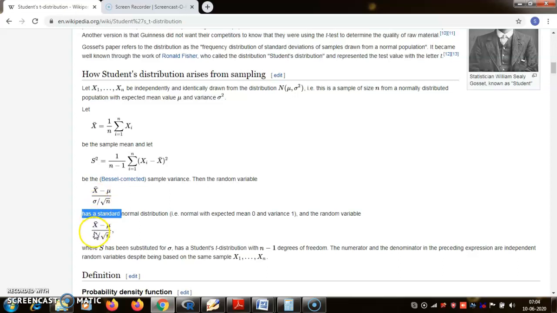So when sigma is known, this ratio is standard normal. But when sigma is not known, we replace sigma by an estimator, the sample standard deviation. Only here, instead of 1 by n, I am taking n minus 1 in the denominator. So if you replace sigma by the sample standard deviation, or to be more precise, the bias-corrected standard deviation, then this ratio of the centered sample mean divided by the sample standard deviation times root n turns out to be student t distribution.